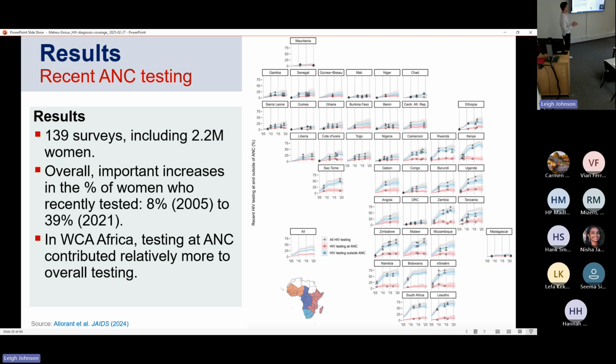The other big pattern that we see is that in countries in the eastern and southern part of the continent, recent testing is much higher, and the relative importance of testing at ANC is much smaller than in countries in West and Central Africa, where HIV prevalence is lower. So proportionally, ANC testing plays a much bigger role in these West and Central African countries.